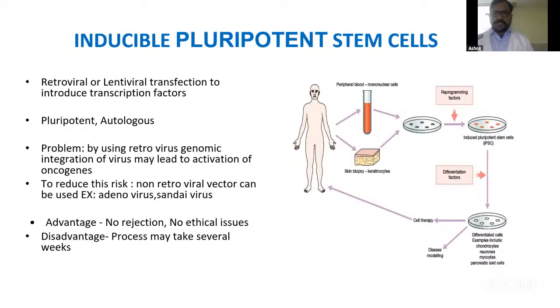Induced pluripotent stem cell uses retroviral or lentiviral transfection to introduce transcription factors. It is pluripotent and autologous. The problem is that using a retrovirus, a genomic integrative virus, may lead to activation of oncogenes. To reduce this risk, a non-retroviral vector can be used, for example adenovirus. Advantage is no rejection and no ethical issue. Disadvantage is that the procedure may take several weeks.